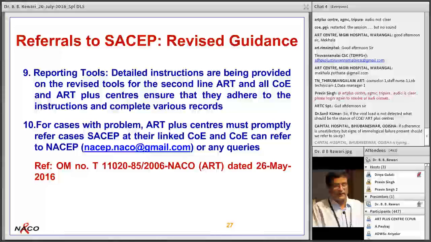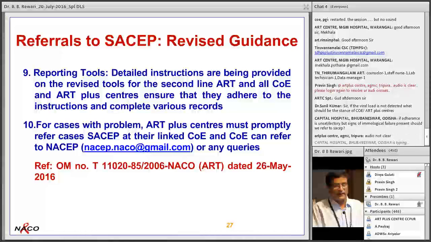There is a good question from Capital Hospital. If adherence is unsatisfactory, then immunological failure may be because of poor adherence. Then you don't have to refer the patient. You have to improve the adherence counseling, repeat a CD4 count after 3 months, and then only you refer.